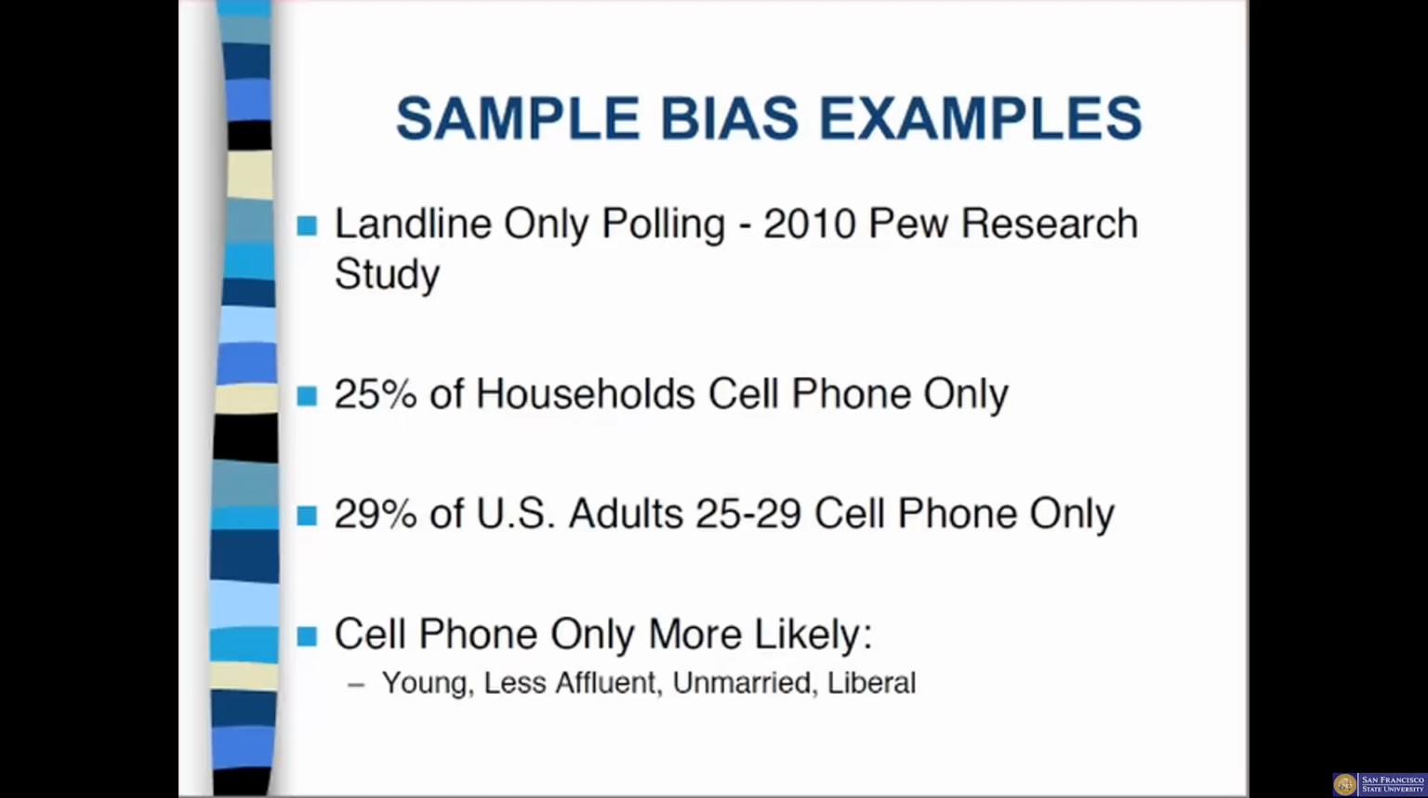A great example of this is the landline-only polling research study from 2010. 25% of households are cell phone only, whereas 29% of US adults 25 to 29 only have a cell phone. If landline only is used in this type of research, your sample is going to be more likely to be older and more affluent, while a cell-phone-only sample skews young, less affluent, unmarried, and liberal. So a certain approach to collecting your data greatly increases your chances of having a bias play out and alter your results.